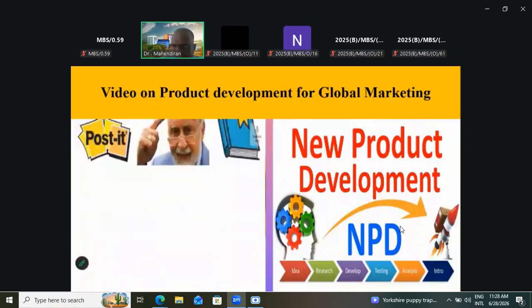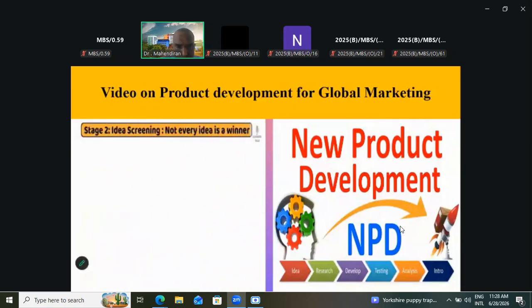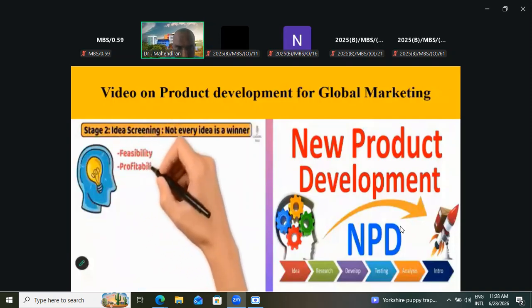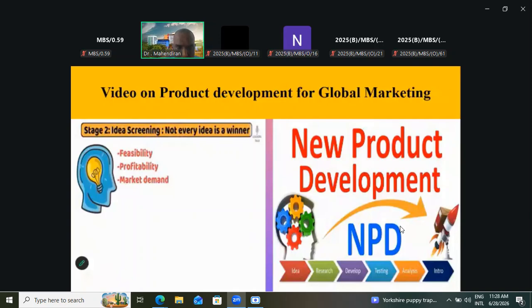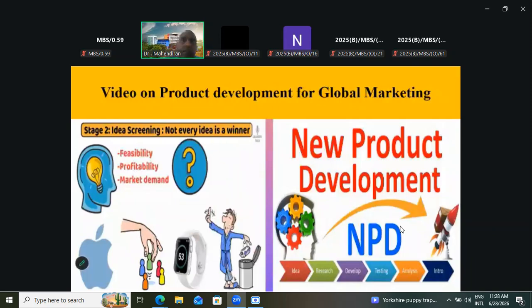Stage 2, idea screening. Not every idea is a winner. At this stage, companies filter ideas based on feasibility, profitability, and market demand. For example, Apple screens hundreds of prototypes, but only a handful make it to a product launch. For instance, before the Apple Watch, many wearable concepts were rejected for not aligning with their ecosystem. Tip: ask questions like, will customers buy this? And can we realistically build it?